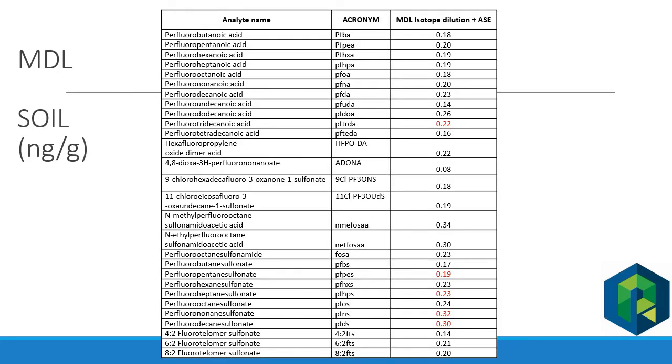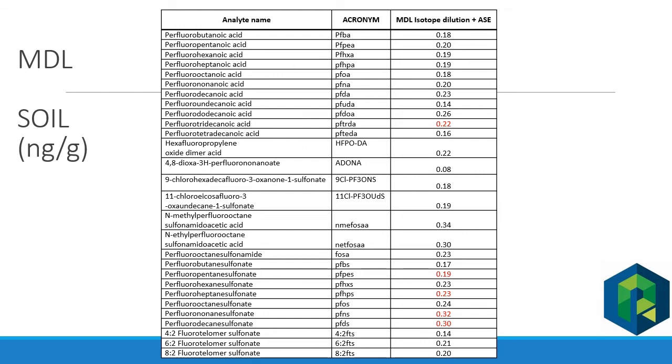So first of all, we've run some method detection limit studies using isotope dilution quantification and the ACE. Here are just some numbers to show you where we're at for method detection limits. Method detection limit here is defined as Student's t for 10 samples multiplied by the standard deviation of those 10 samples at the spike level. So these are the numbers you see.